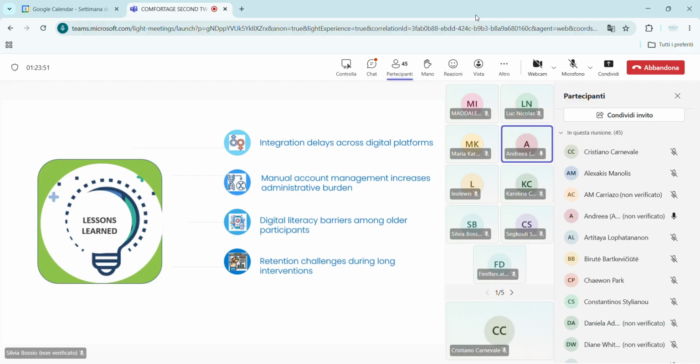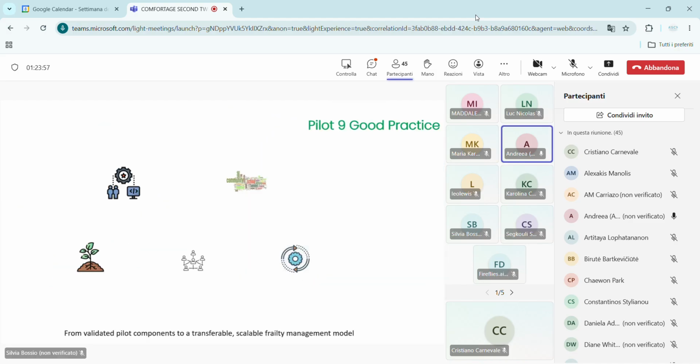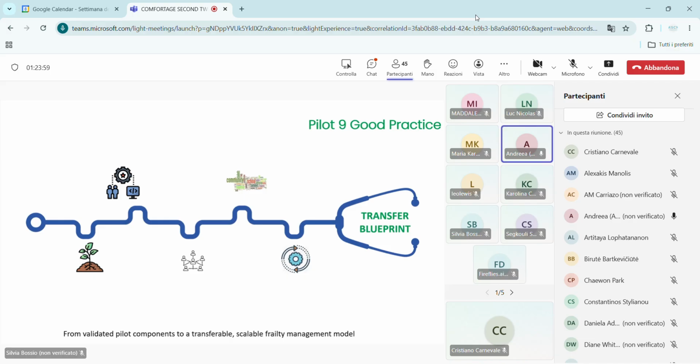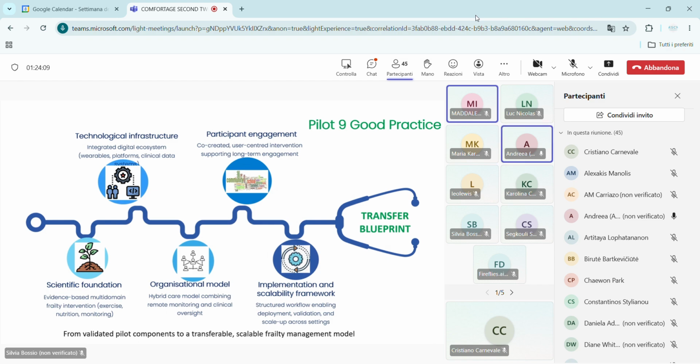Next slide, please. Next slide, please. What makes COMFORTage a good practice case is a combination of... with the animation. There is another, again, an animation. Okay, yeah, that's it. Thank you.